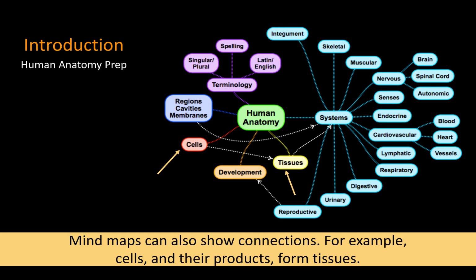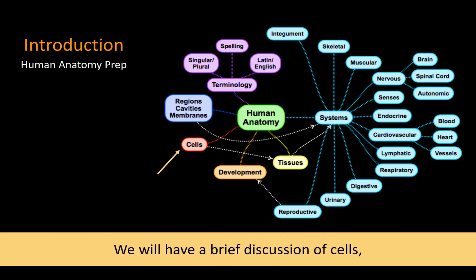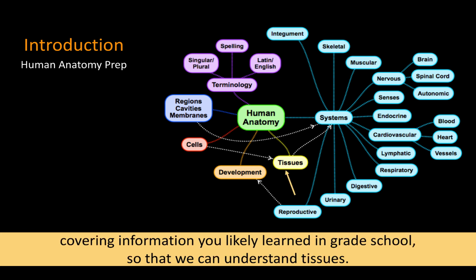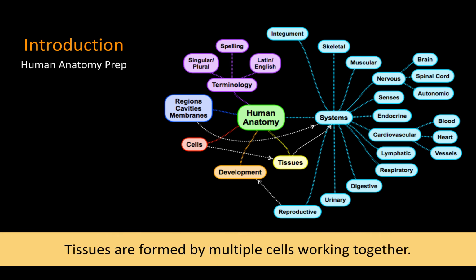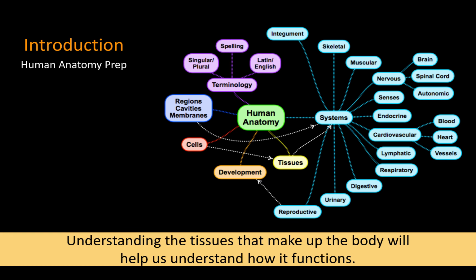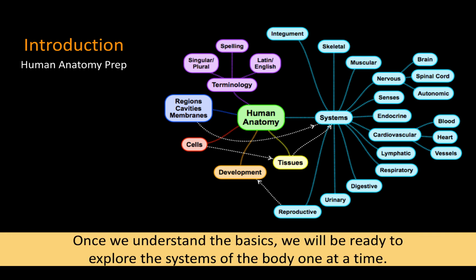Mind maps can also show connections. For example, cells and their products form tissues. We will have a brief discussion of cells, covering information you likely learned in grade school, so that we can understand tissues. Tissues are formed by multiple cells working together. Understanding the tissues that make up the body will help us understand how it functions.